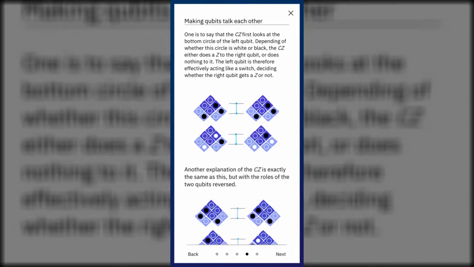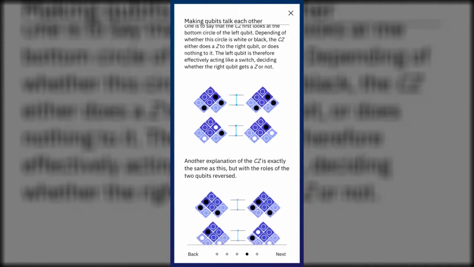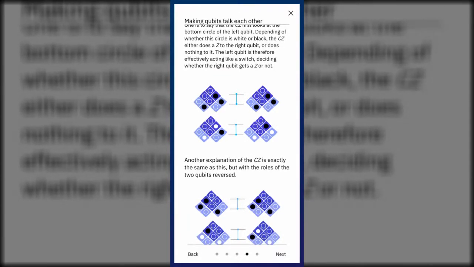What does a Z do, right, at the end of the day? A Z shifts the phase. In this example, if we ignore the squares in the middle, I'm taking a look at the right qubit, which is in a superposition. So this means that it's either in the plus state or the minus state.